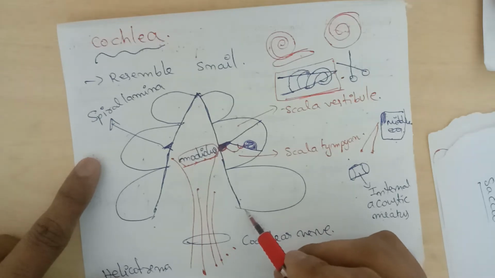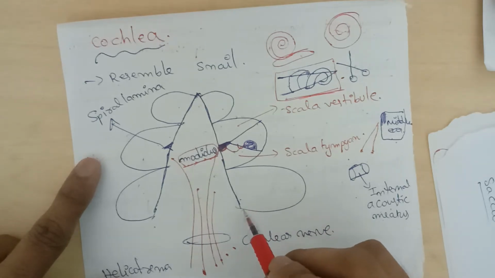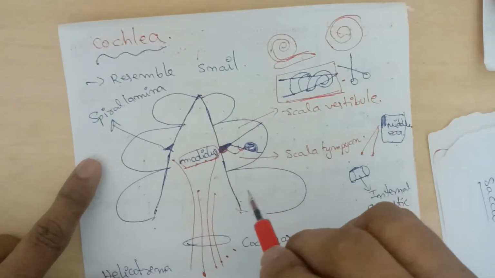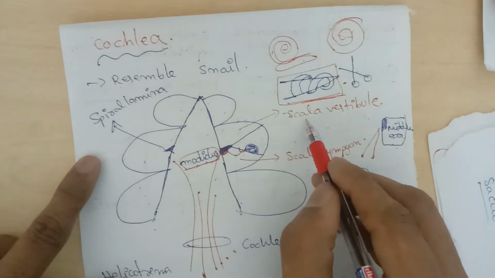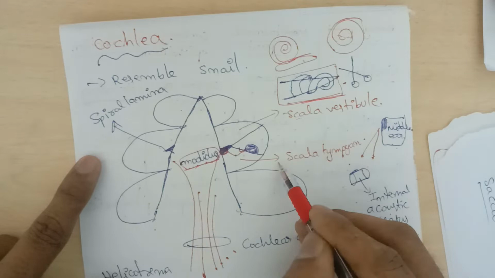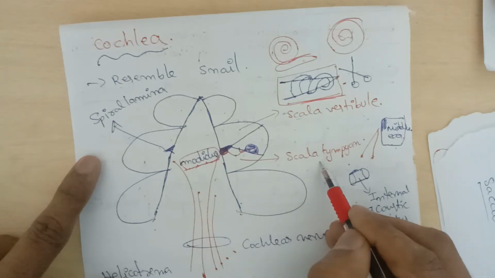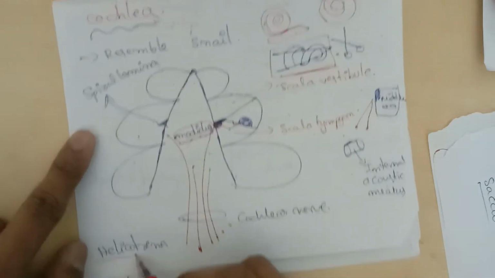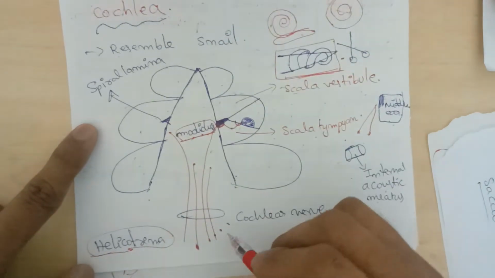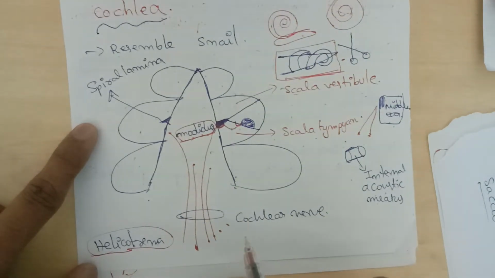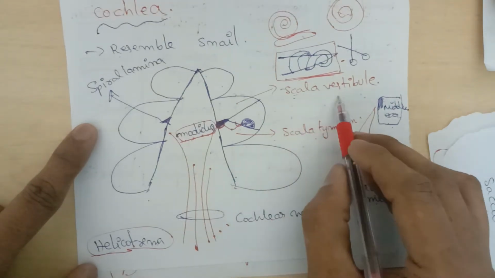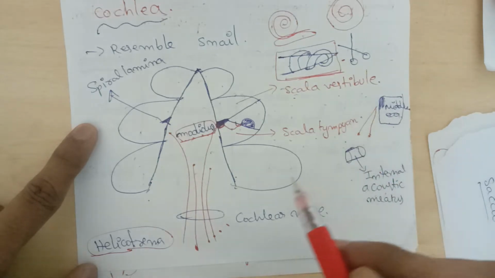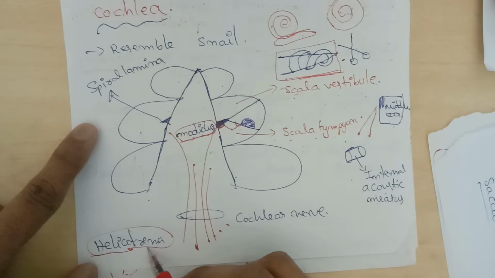If you go from the base to the apex, in the apex there is no membranous part. Directly the scala vestibuli communicates with the scala tympani. At that point, we call it the helicotrema.